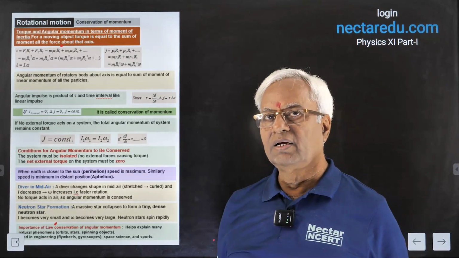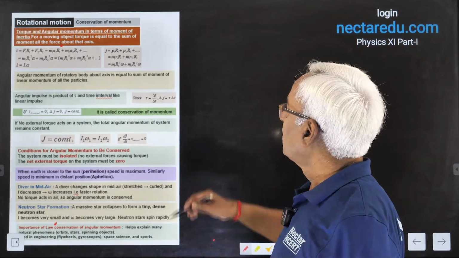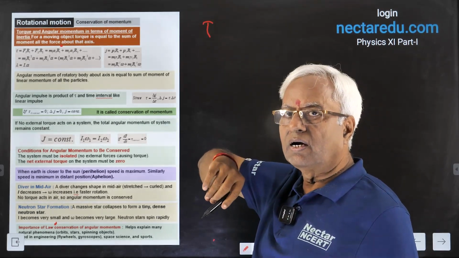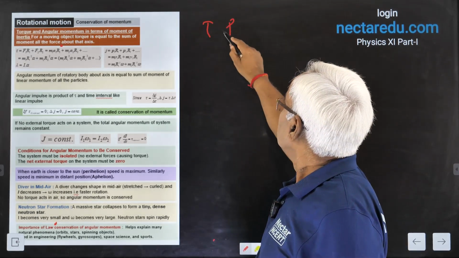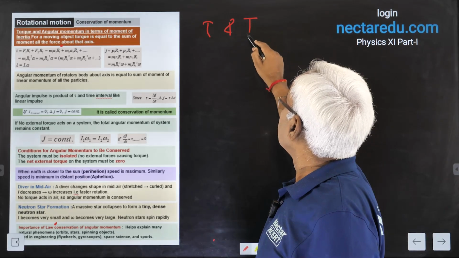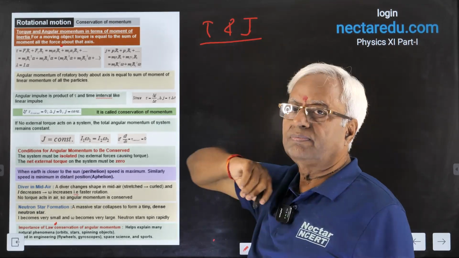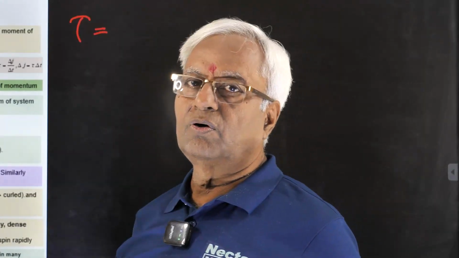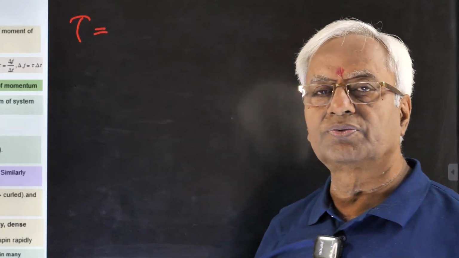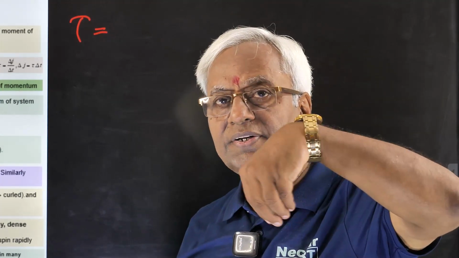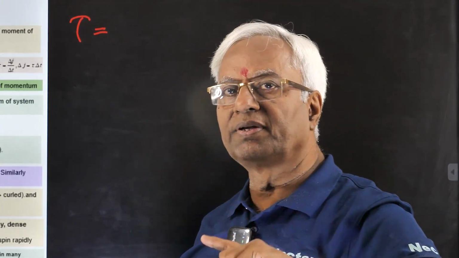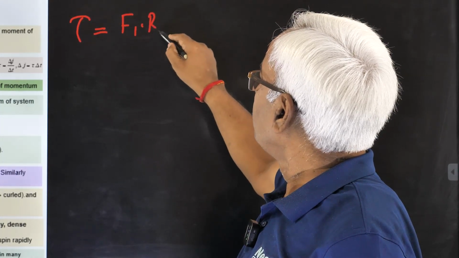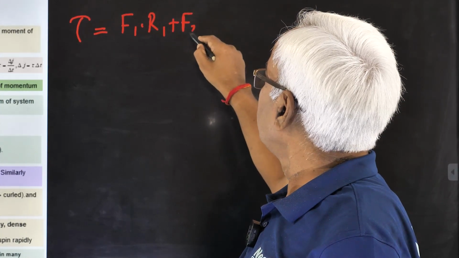Torque and angular momentum in terms of moment of inertia. Moment of inertia I to be related with torque and J. Torque, or moment of a force, both are the same. For a rotating body, torque is given as the sum of the moments of forces acting on all the particles.